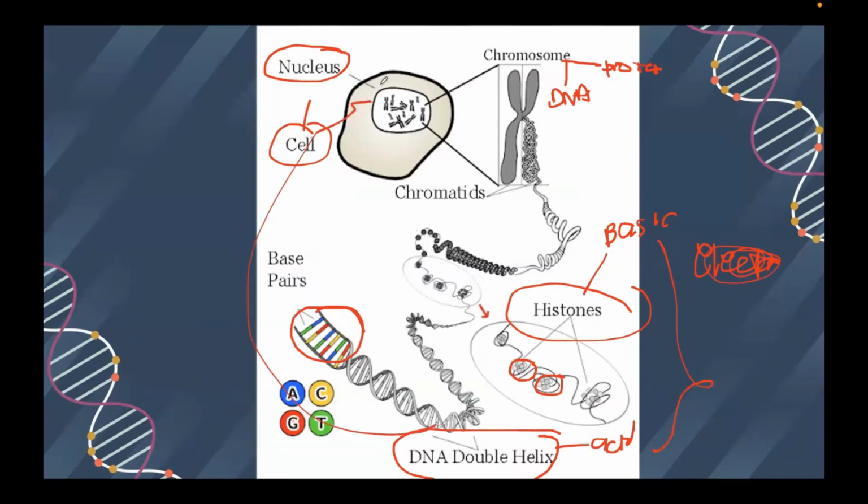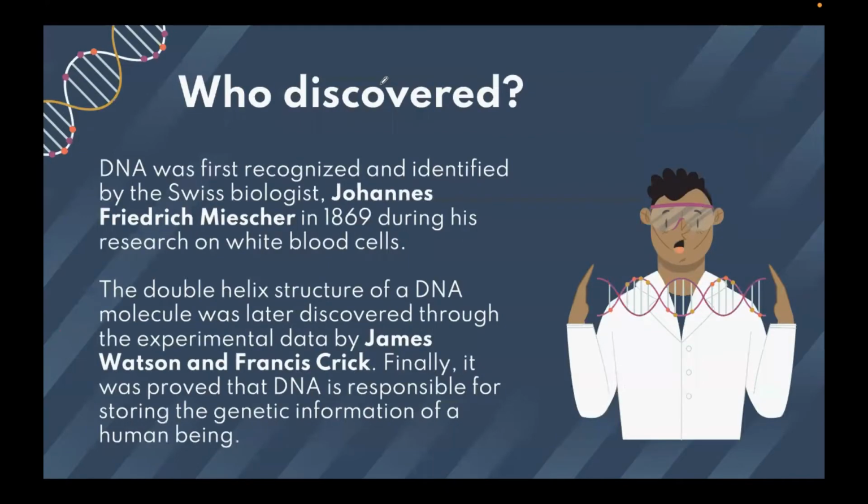Okay po ba? Next. Who discovered your DNA? DNA was first recognized and identified by Swiss biologist Johannes Friedrich Miescher. I don't know if I'm correct in pronouncing it right, sorry. In 1869, during his research on white blood cells, the double helix structure of a DNA molecule was later discovered through the experimental data by James Watson and Francis Crick.